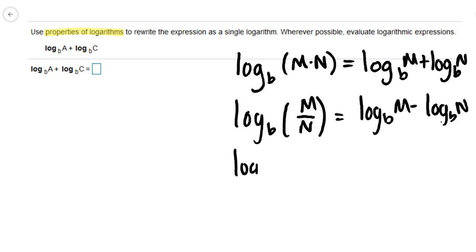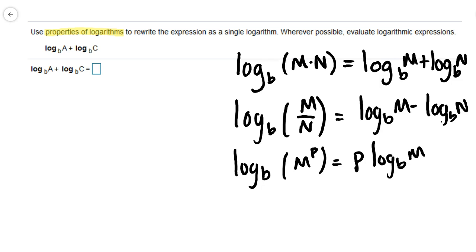And then we have the power rule. The power rule deals with having a number to a power inside the log, and we can bring that power out. So in this question, we're starting out with an expanded form. If we take a look at what's given to us, we have log base b of a plus log base b of c. So we're starting out with an expression that's like this one right here, and we're trying to convert it to one like this, which is condensing to a single log.